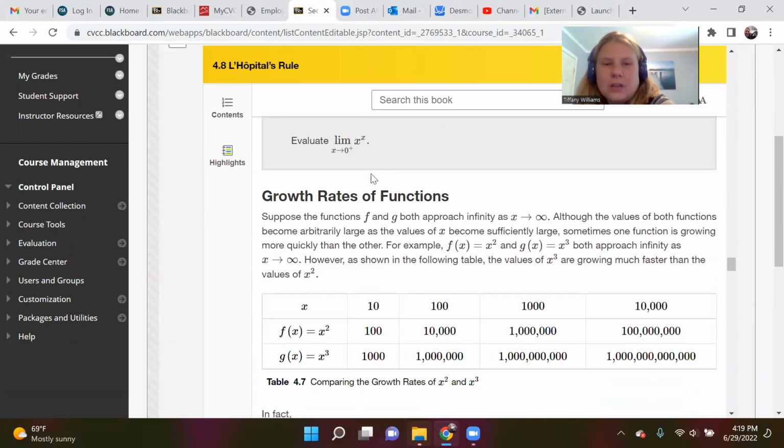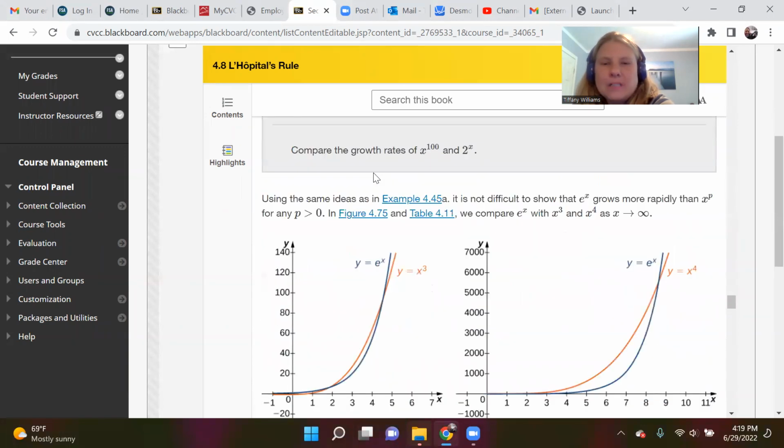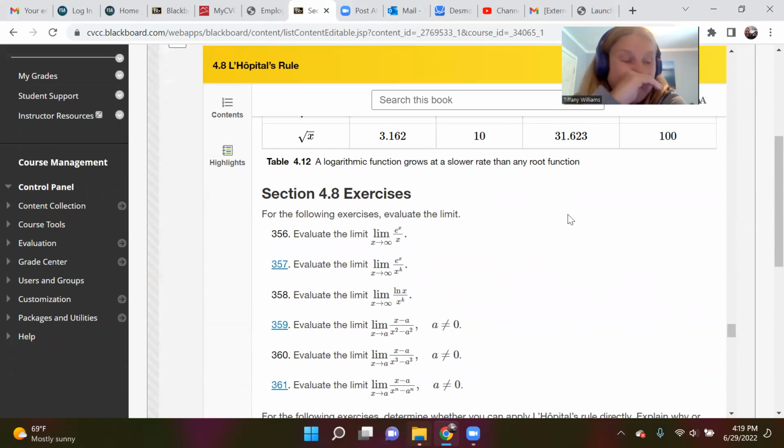Trying to see if there's anything else really important. I don't care about the growth functions here. That's an algebra idea. All right, so all I'm going to do is a couple of examples of this so you can look at it. So like on 357, evaluate the limit.